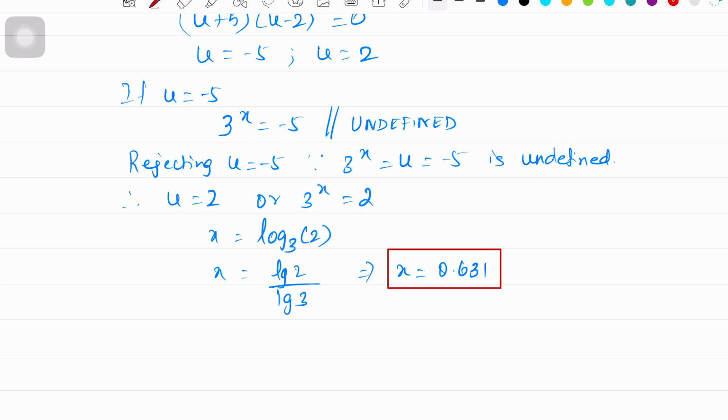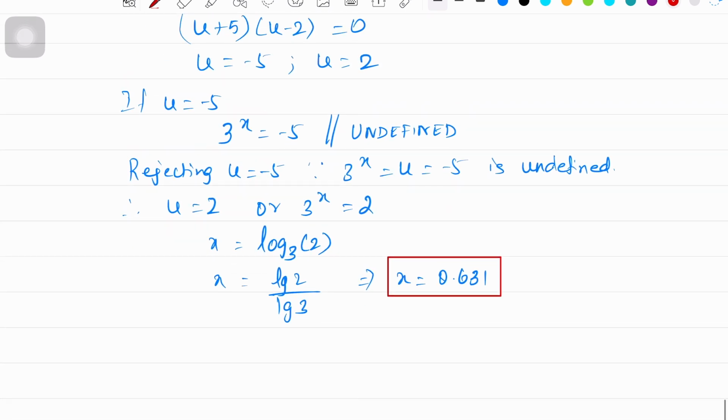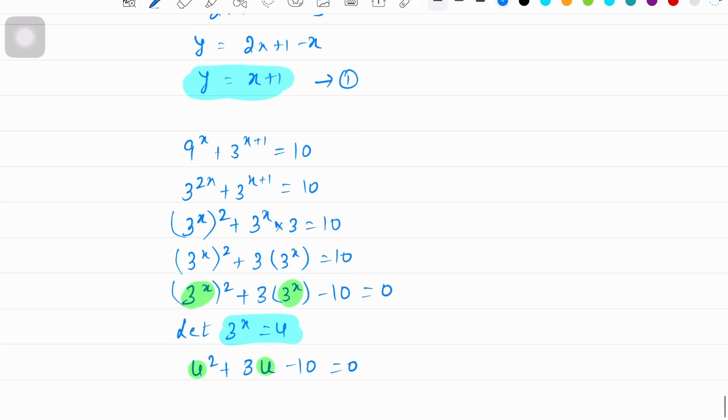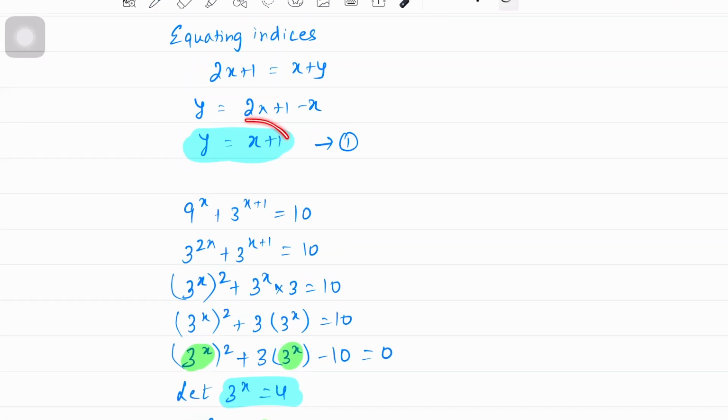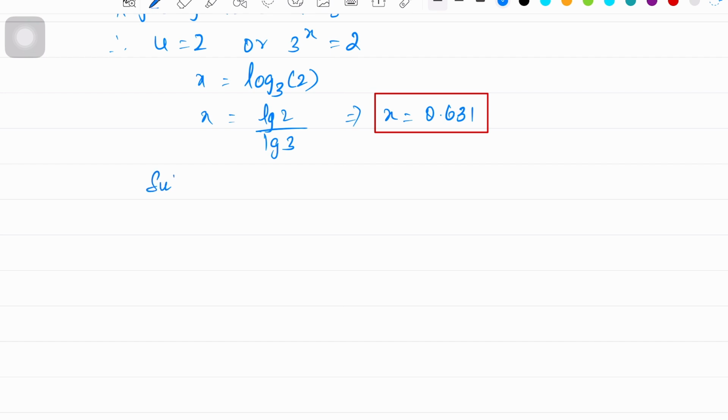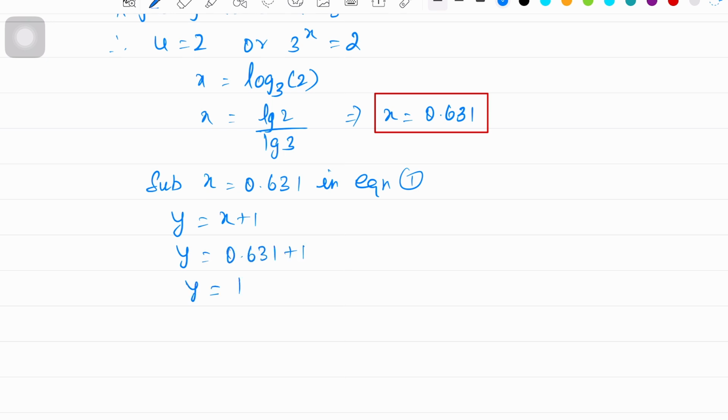So we've got the value for x, and we need to find the value for y. So how can we find y? We have an equation here, y equals x plus 1. So substituting x equals 0.631 in equation 1, we have y equals x plus 1, or y equals 0.631 plus 1, or y equals 1.631. So we have got the values for y and x.